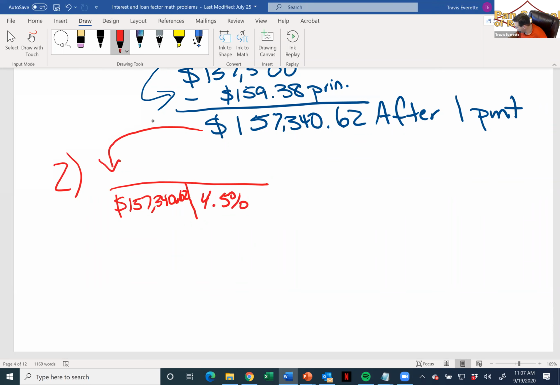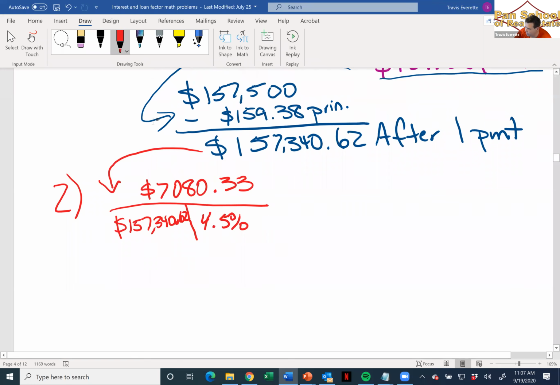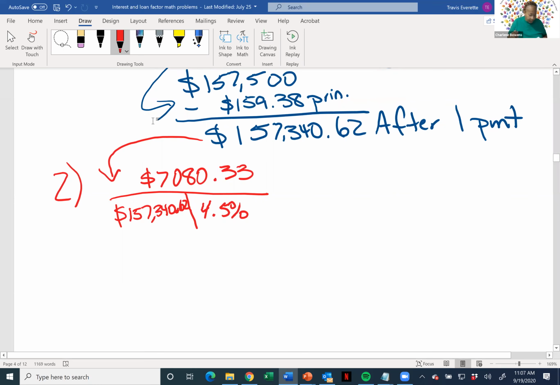So now when we do that, we get $7,080 and 30 cents. 33 cents, I got 30 cents. You got 30 even? 157,340 and 62 cents times 4.5%. I got 0.3279 and 33 cents. Okay, I got the same number. Either one, it's not that far off. Their numbers aren't going to be that close on the test, but yeah, I do have 33 cents.